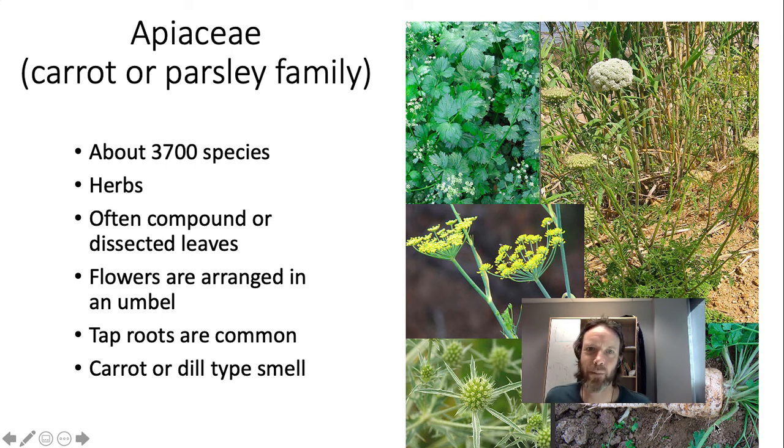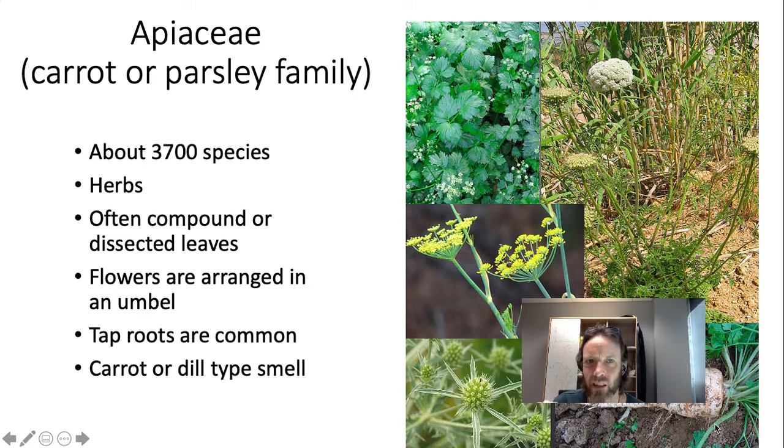So this is the Apiaceae. So the Apiaceae is the carrot or the parsley family. There's about 3,700 species globally, all herbaceous plants. So now we're in the world of herbaceous plants, and the key characters are basically three or maybe four.